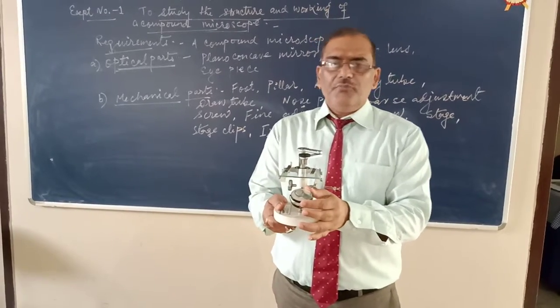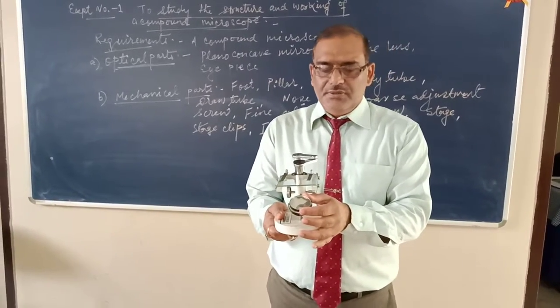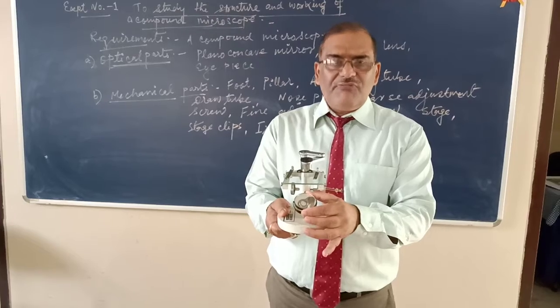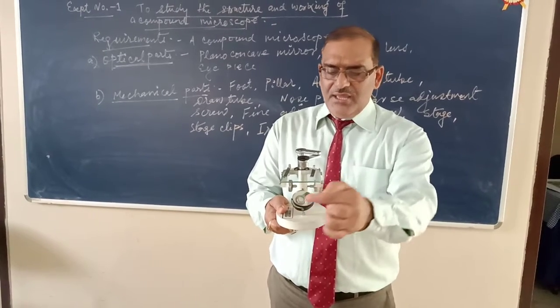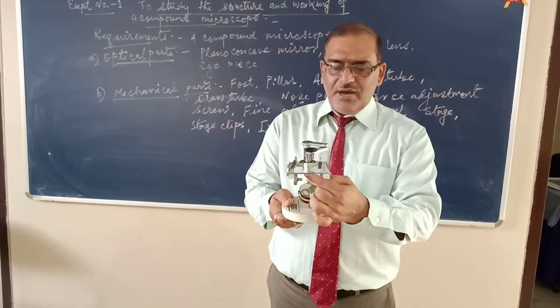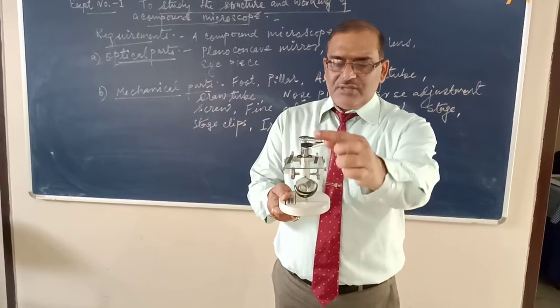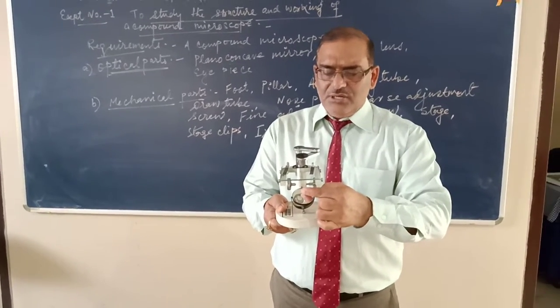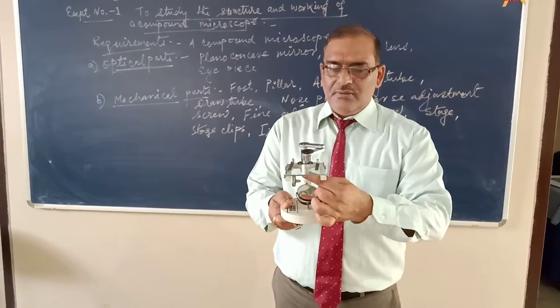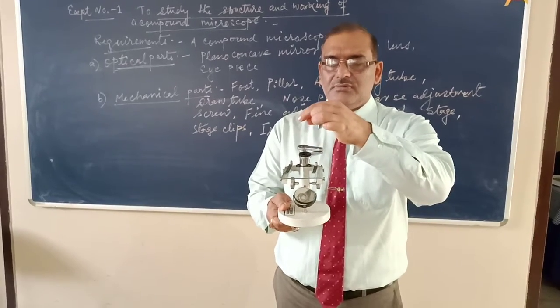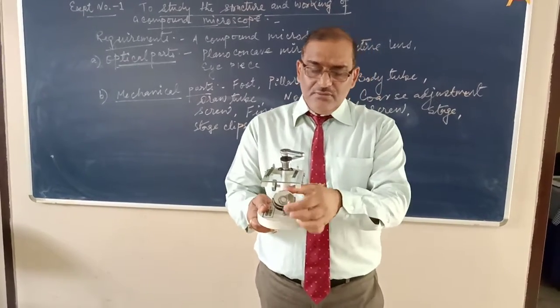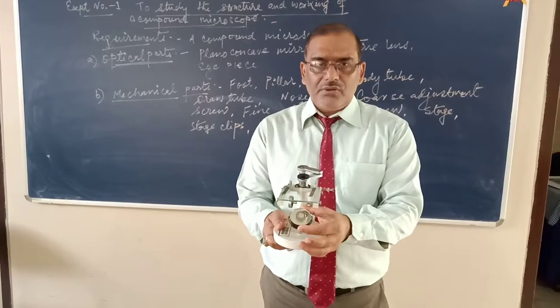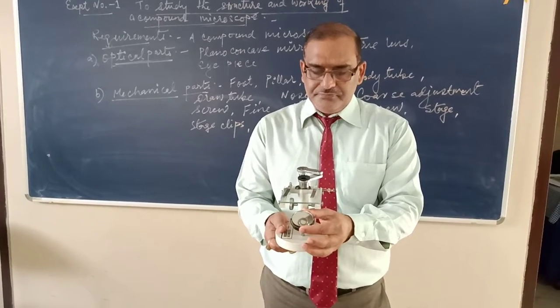Okay. Now this is the mirror. This microscope uses light, so this is the mirror to reflect the light. Light is coming this way and it is reflected into the lens, the eyepiece, this way. And then we can visualize from here. So this is the mirror, concave plane mirror.